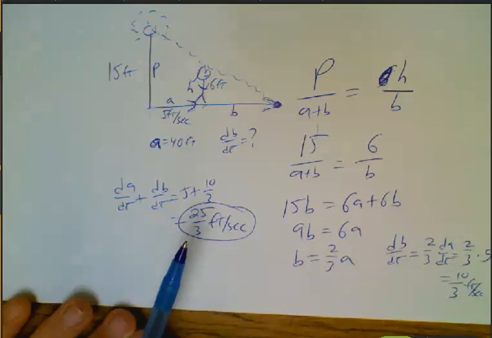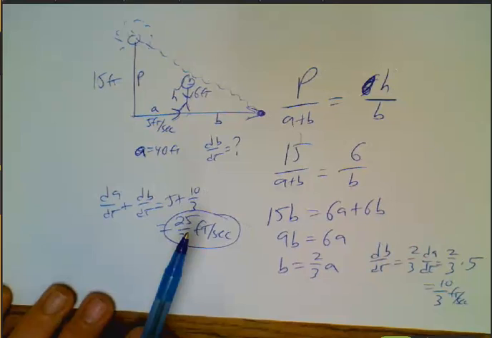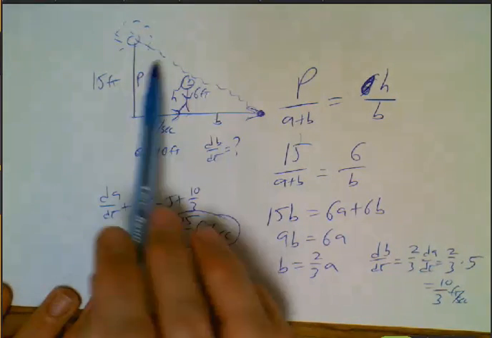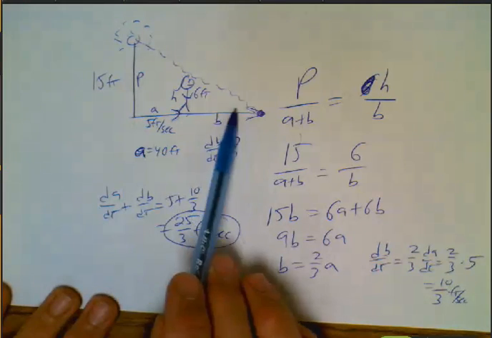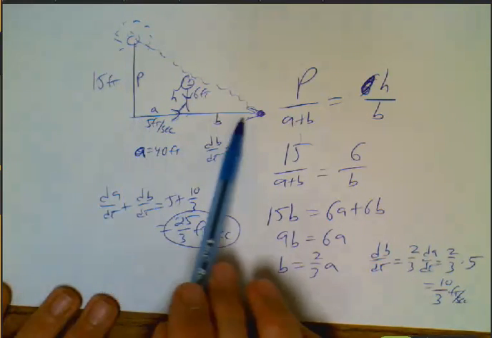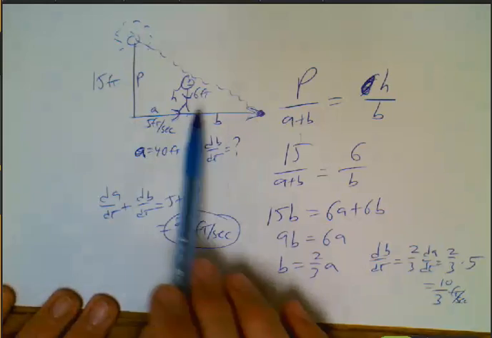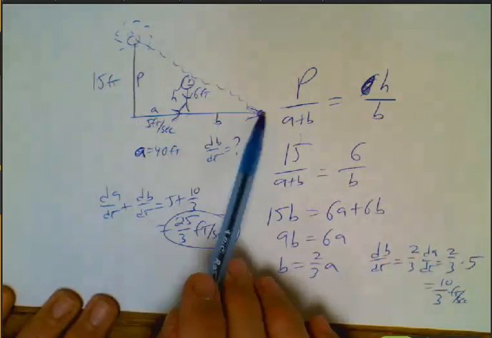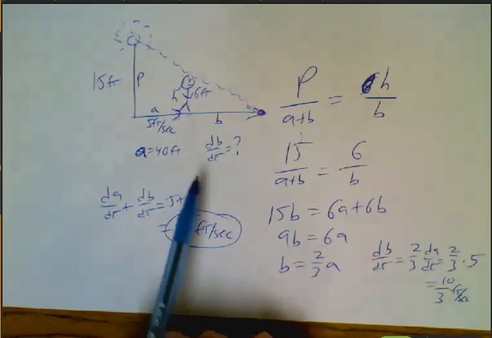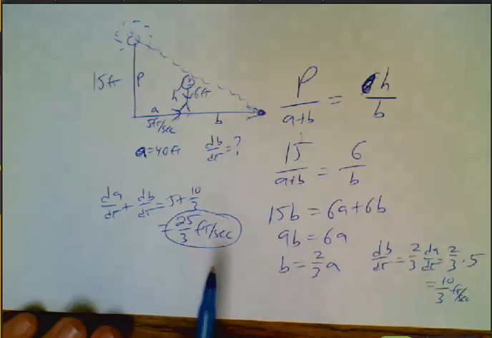I think the setup of the problem isn't so bad, but a lot of people get stuck right here, understanding that it's not just that this whole thing is going 5 feet per second. As she walks, she's walking at a certain rate, but the shadow is changing at a different rate, obviously. So that should help.